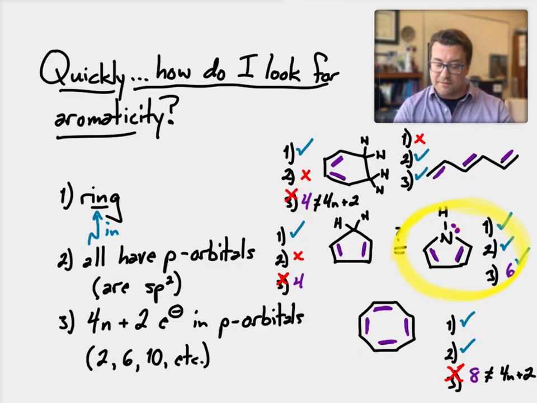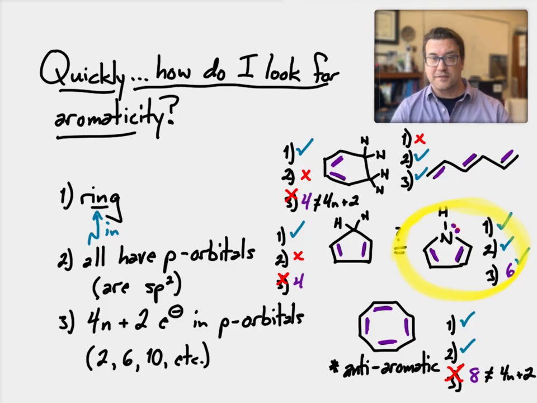In fact, if it was flattened, it would be called anti-aromatic. And so as a result, this molecule actually deforms. It sits like a kind of a cup to avoid the anti-aromaticity, which is destabilizing. So aromaticity is stabilizing, anti-aromaticity is destabilizing.